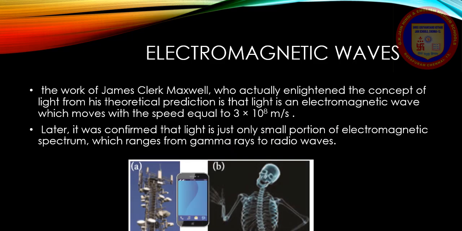Electromagnetic waves. The work of James Clerk Maxwell, who actually enlightened the concept of light from his theoretical prediction, is that light is an electromagnetic wave which moves with the speed equal to 3 into 10 power 8 meter per second. Later his work confirmed that light is just only a small portion of the electromagnetic spectrum, which ranges from gamma rays to radio waves.